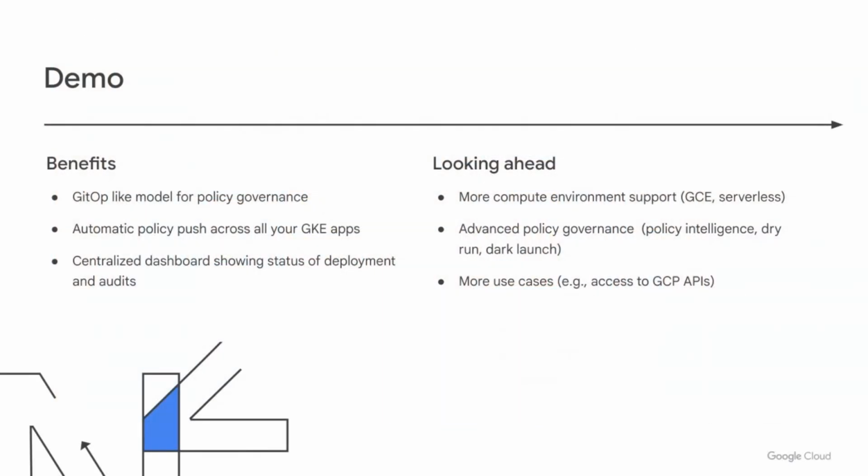All right, let's do a recap of what you just saw. With this demo, there are three quick benefits that are easy to see. Number one is that the policy governance follows a GitHub-like model, almost like policy as code. That's very helpful. Number two, the automatic policy push across all of your GKE apps is also very seamless. And number three is a centralized dashboard that shows the status of the deployment of the policies and the audit trails that it can create for your auditors, right? Those are easy to see from just the demo.